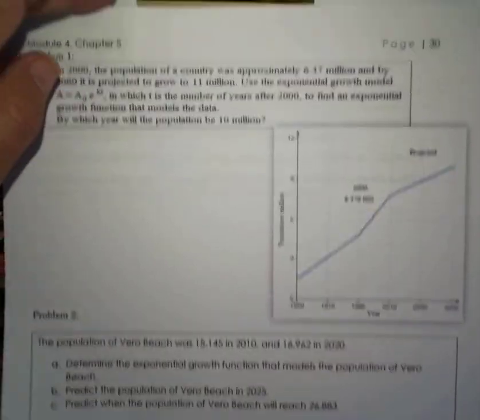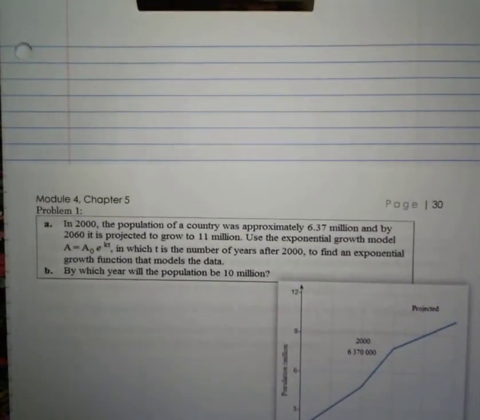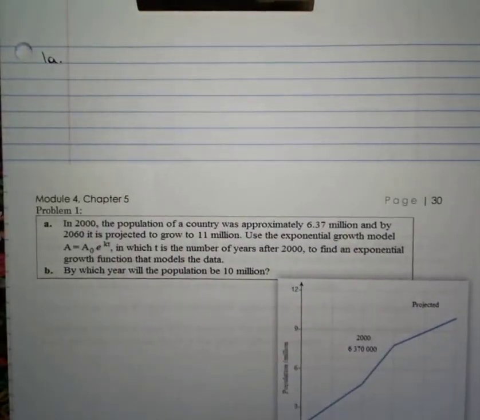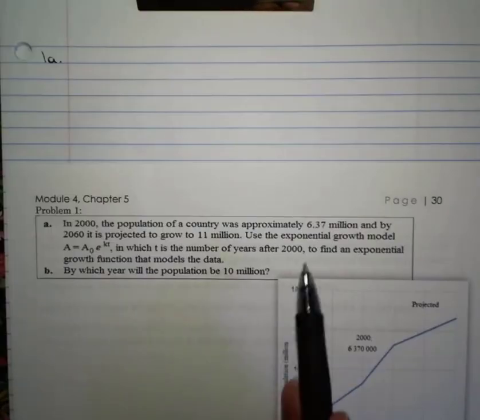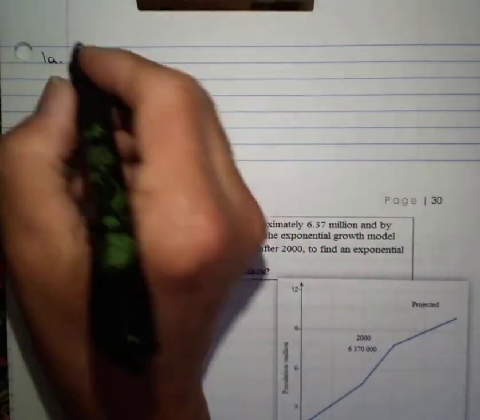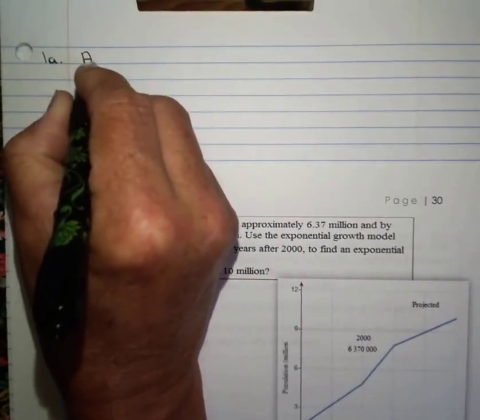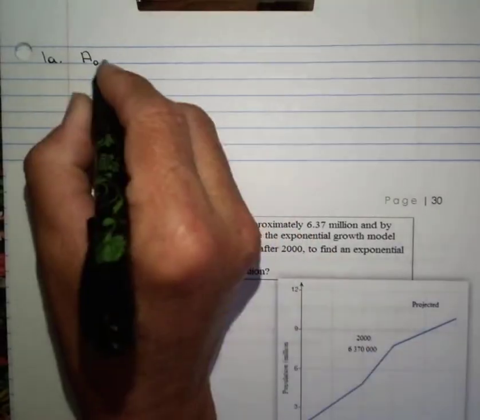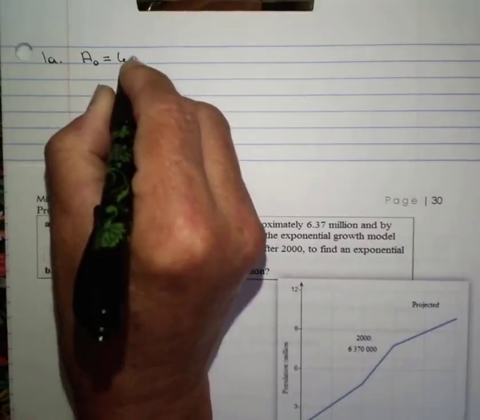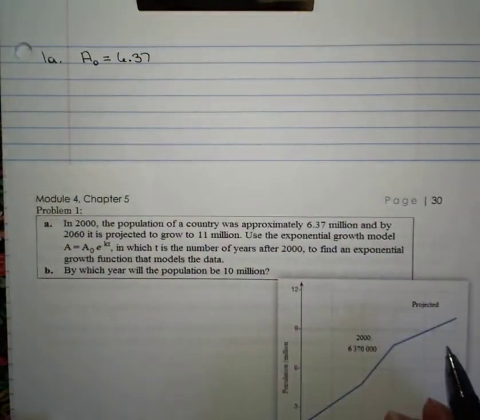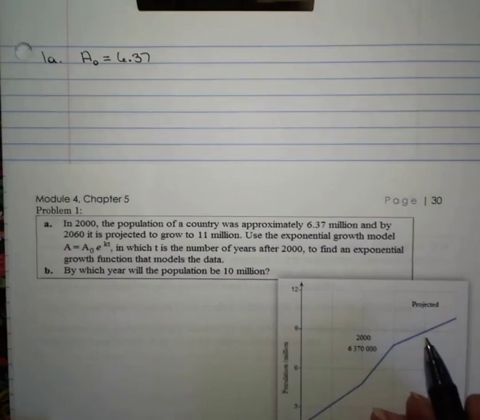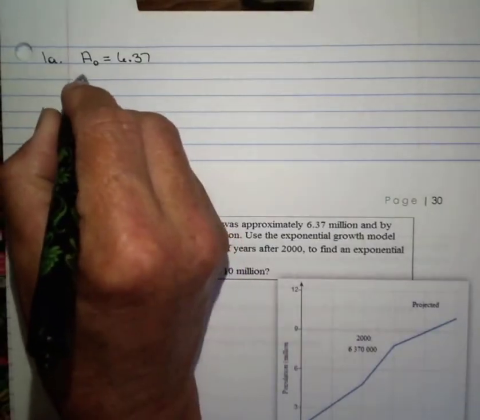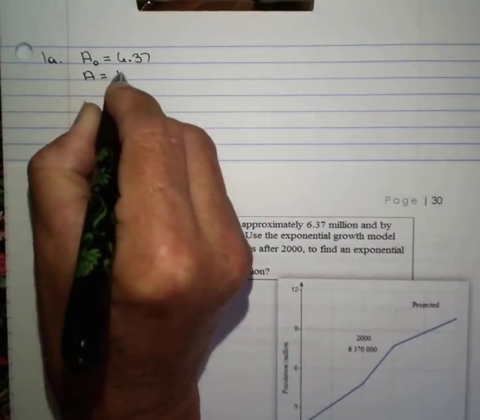So I'm going to go down to a blank sheet of paper because I think I can show this better here. And for 1A, I'm going to write down everything that I do know from this problem. First of all, I know that the beginning population of this country was 6.37 million. So in the format of my function, that's going to be A sub 0, the base amount, and it's going to be 6.37. Everything's in millions, so I don't need to write all those zeros. And then the next thing they tell me, it's projected to grow to 11 million. So that's going to be the final amount. I'll write that as A. So A is going to equal 11 million.